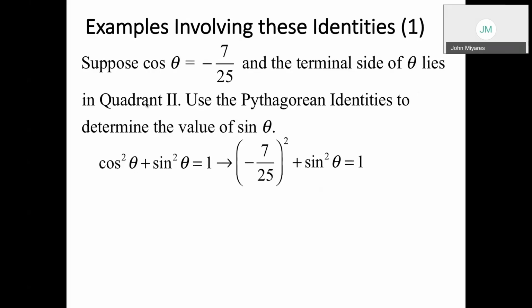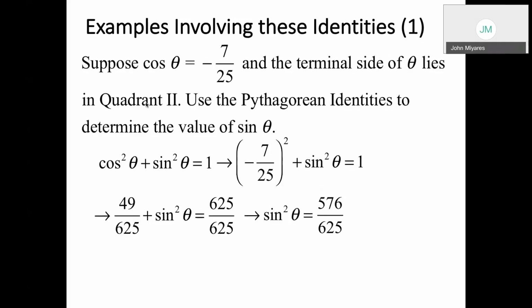From here, we'll square out the fraction on the left to get 49/625 plus sine squared of theta equals 1. I'll turn the 1 into 625/625, so when I move the 49/625 over to the other side, we'll be able to use the common denominators to simplify that into 576/625.